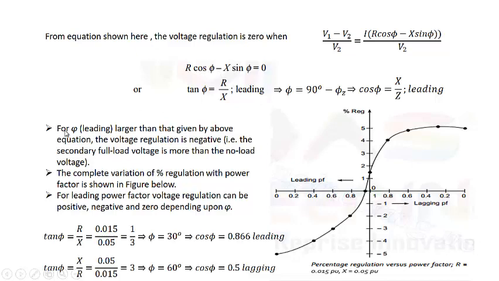So for phi that is leading and larger than the value given above, that means when phi increases above this, then this will be less as compared to this. The voltage regulation is negative. Voltage regulation will be negative.